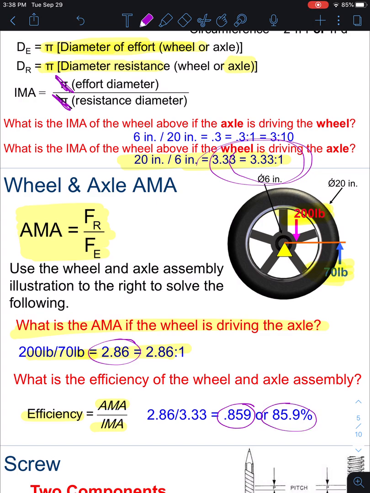Okay? Do lots of problems. Ask lots of questions on the wheel and axle. I know it's a little bit more confusing than the ramp, the lever, and the pulley, but not that hard. Just try to understand it. Do lots of questions. Do lots of examples. Ask lots of questions. You guys can do this.